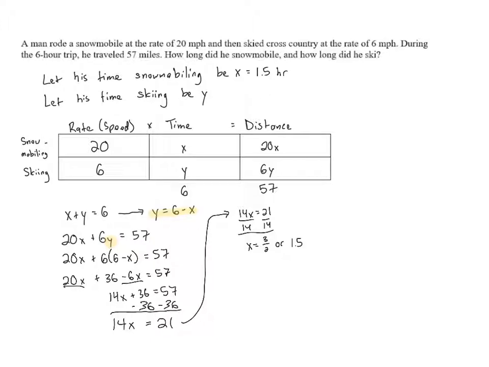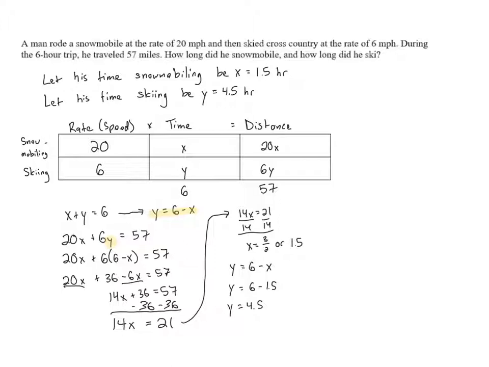All right, now we have to figure out his time skiing. That's y. We've got to plug in the value of x. We have this nice equation, y equals 6 minus x. This is the easiest equation to plug x into because y is already isolated. So this becomes 6 minus 1.5, and 6 minus 1.5 is 4.5. So the amount of time he spent skiing is 4.5 hours.